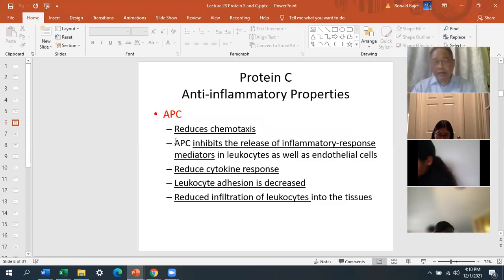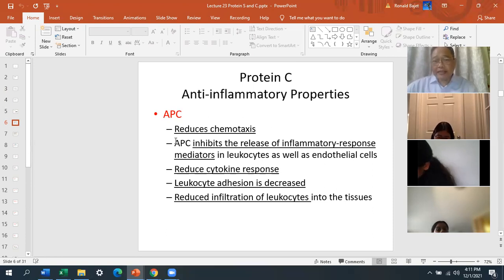So APC also has anti-inflammatory properties. This is good because you know how damaging inflammation can affect your body. There's chemotaxis going on. It releases an anti-inflammatory response in leukocytes as well as endothelial cells. It reduces the cytokine response. Leukocyte adhesion is decreased with APC, and it reduces the infiltration of leukocytes. So all of those are pretty aggressive actions that your body takes. You know, the chemotaxis, the leukocyte adhesion, and the infiltration of leukocytes.